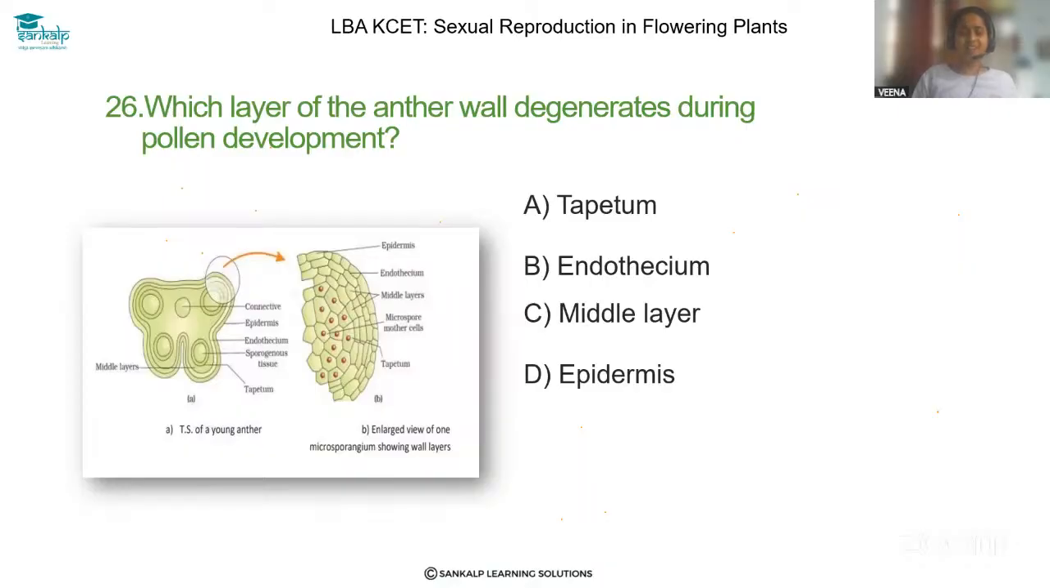So during dehiscence of the anther, the layer endothecium will get split so that the pollen or microspore will come out of the anther. So the final correct answer is here, answer B, endothecium.